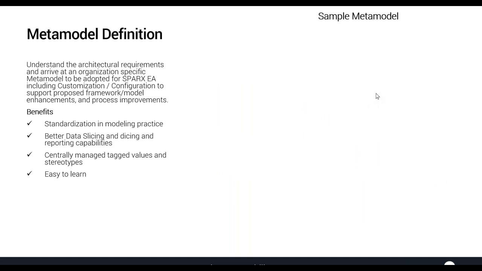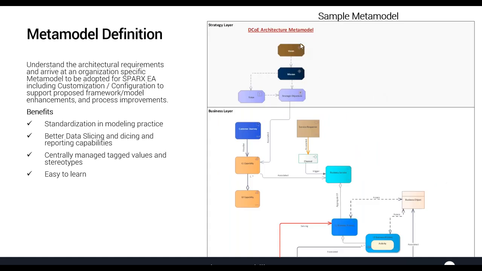And with this, what I'm trying to do is show the strategy layer and the business layer, the minimal set of artifacts that I would like to visualize and how they are interconnected. So one of the things with EA, like most of us would have seen, is when we support a standard, we have to support it fully.